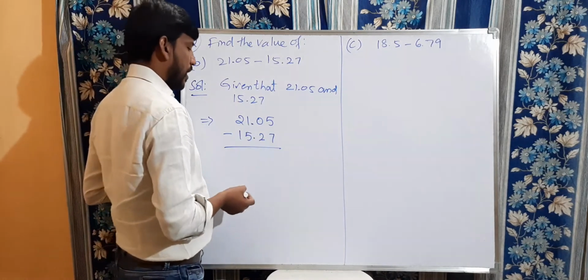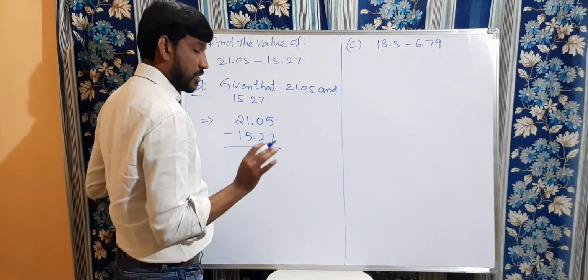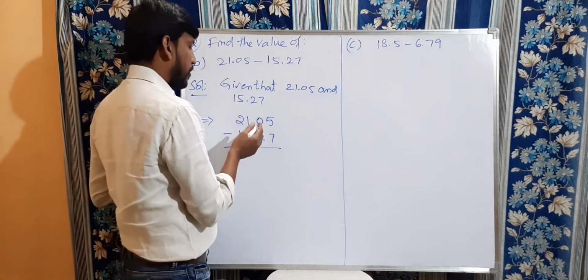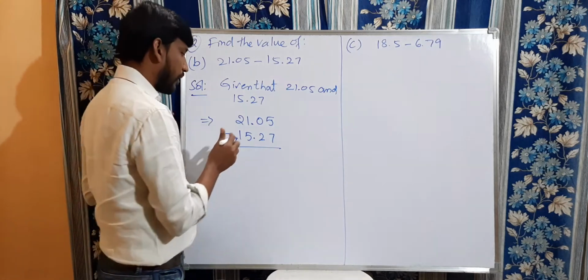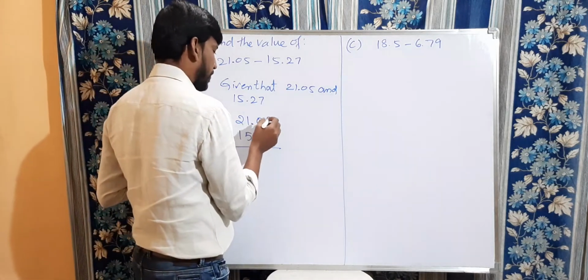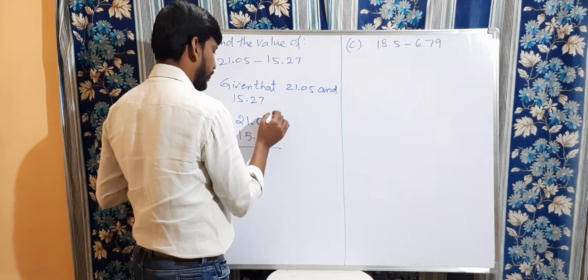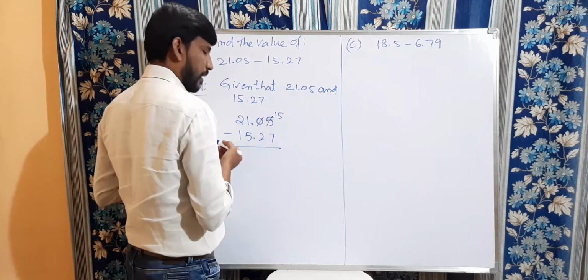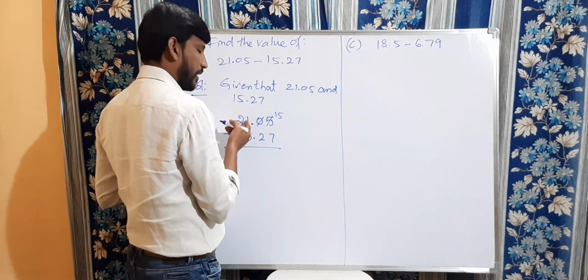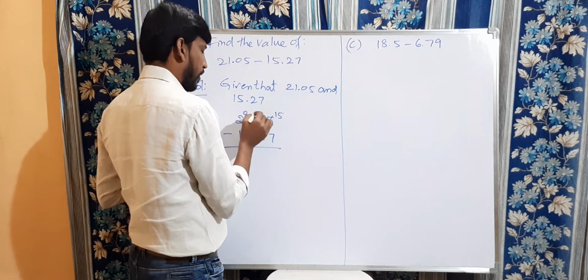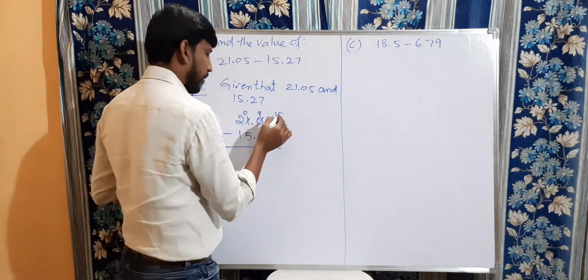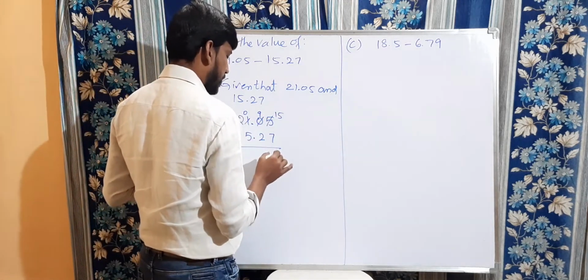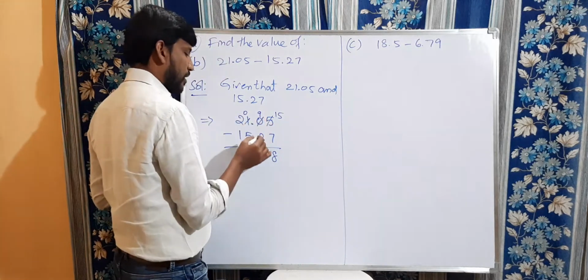It is in order. Now 5 minus 7 is not possible, so take the borrow. Here 0 is there, so from where should we take the borrow? While taking the borrow, this will become 15 and this will be cancelled. From here we need to take the borrow. While taking the borrow here, it will become 0, and this will become 9. Right? So now 15 minus 7 is how much? This is 8. Now 9 minus 2 is how much?